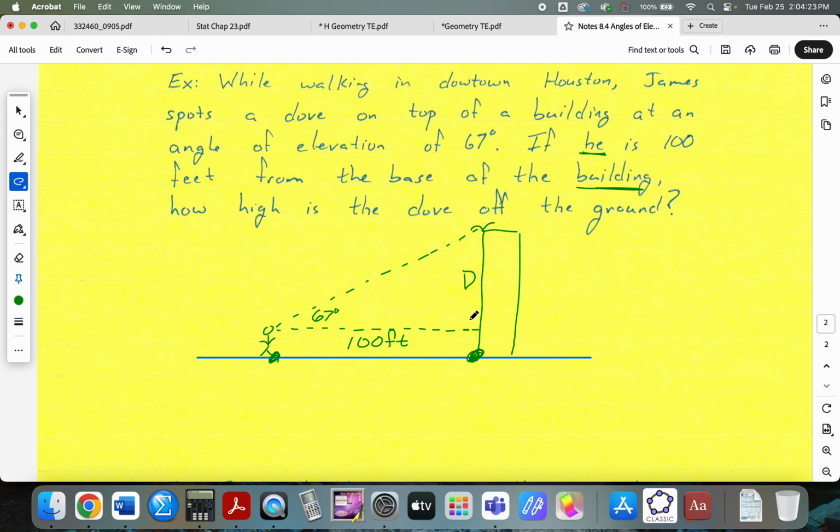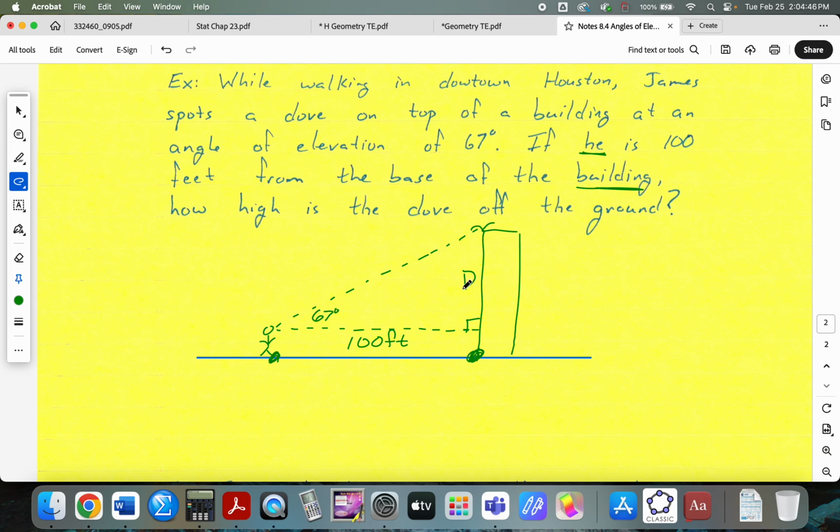All right, so we will assume also that buildings stand at right angles to the ground, so that's a right angle. Unless you're in Italy and they happen to be near the town of Pisa, we'll assume that buildings are all standing straight up and down.